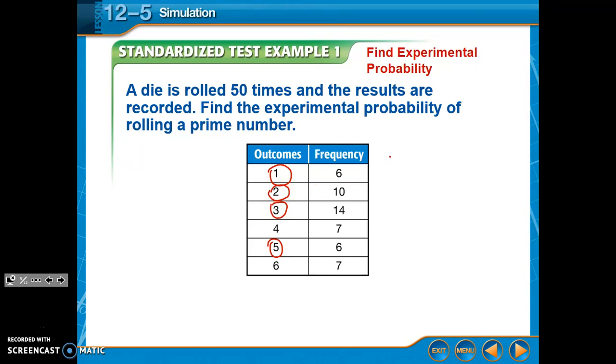So I have 6, 10, 14, and 6. Those are the number of times each of those prime numbers was rolled out of the 50 times. I'm going to add those up. So I get 16 plus 14 is 30, so I get 36 out of 50. And then I'm going to reduce this to 18 over 25. So the experimental probability of rolling a prime number is 18 out of 25, based off of the experiment that was conducted here.